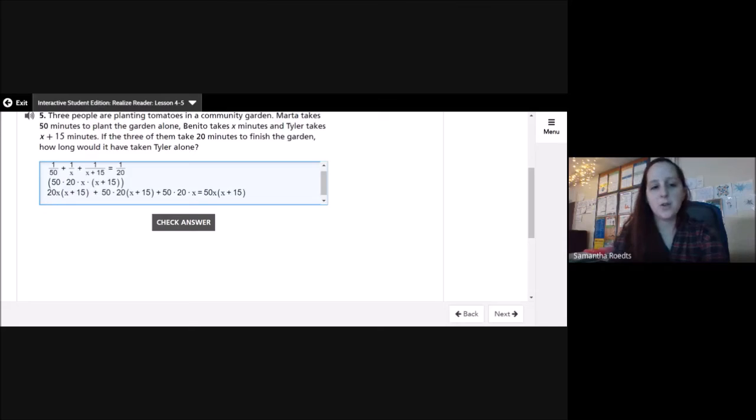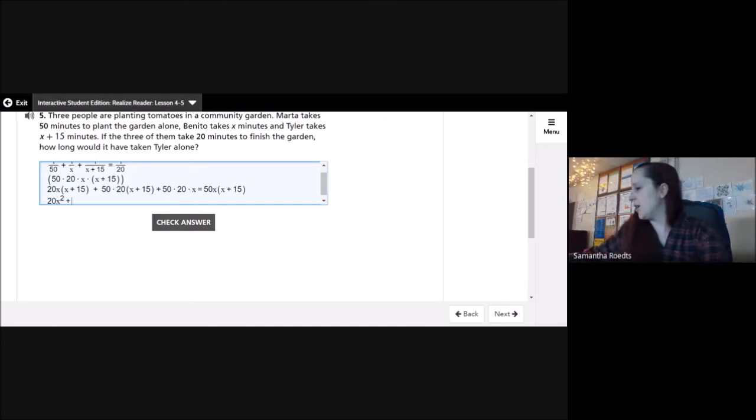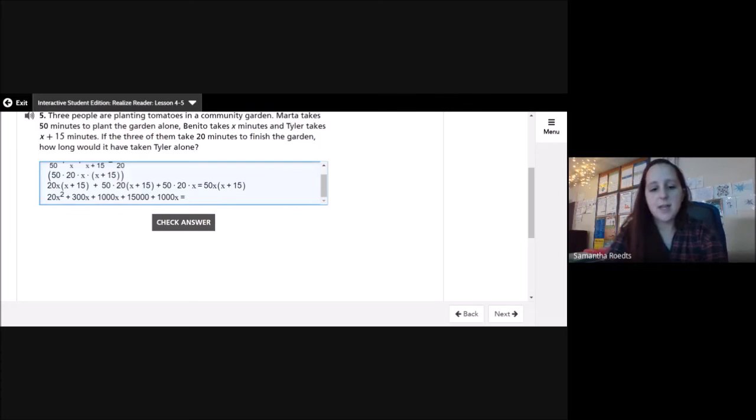And now I need to go ahead and multiply all this through. So 20 times X is 20X. So 20X times X is 20X squared. Plus 15 times 20 is 300X. Plus 50 times 20 is 1,000, so 1,000X plus 1,000 times 15 is 15,000. Plus 1,000X. This equals 50X times X, which is 50X squared, plus 50X times 15 is 750X.